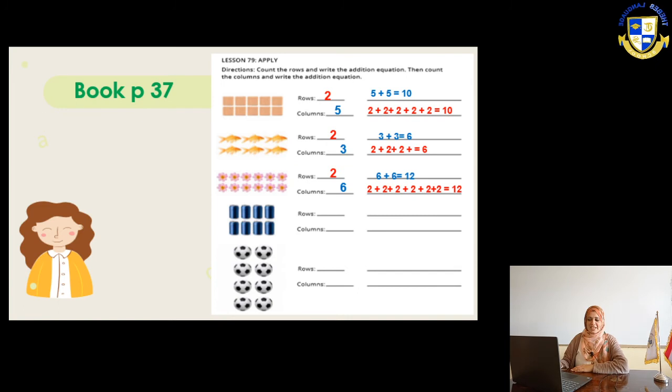For the cans, you have 2 rows and 4 columns. For the rows, you have 4 in the first row, 4 in the second row. 4 plus 4 equals 8. For the columns, you have 2 plus 2 plus 2 plus 2, which equals 8.